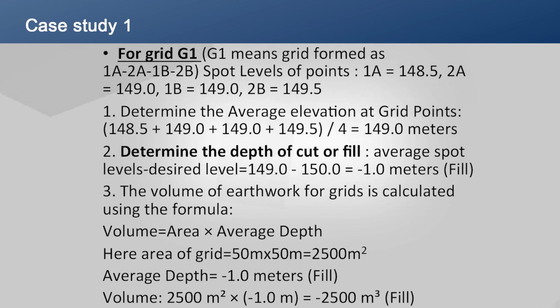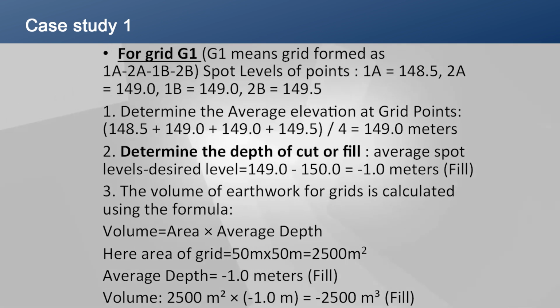So, let us do the calculation for grid number 1. Grid number 1 means the grid formed by 1A, 2A, 1B, 2B. As shown in the figure, the spot level of 1A is 148.5 meter, spot level of 2A is 149 meter, spot level of 1B is 149 meter, spot level of 2B is 149.5 meters. So, we have spot levels of all 4 corners of grid 1.